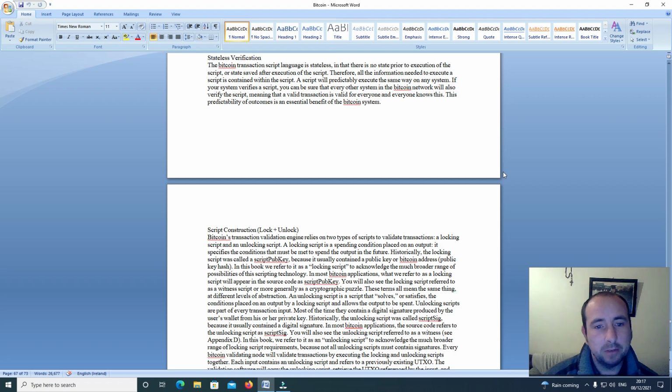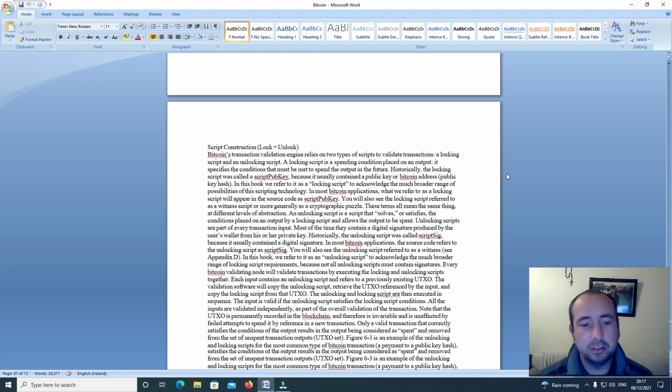If your system verifies a script, you can be sure that every other system in the Bitcoin network will also verify the script, meaning that a valid transaction is valid for everyone and everyone knows this. This predictability of outcomes is an essential benefit of the Bitcoin system.